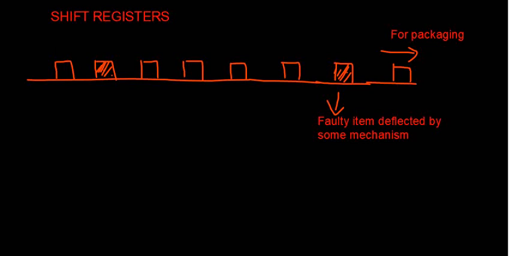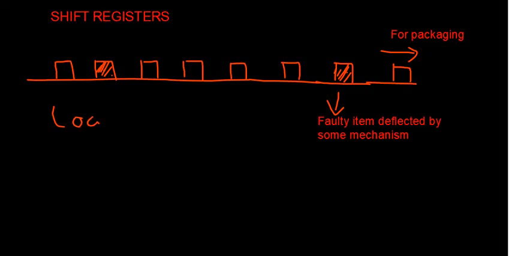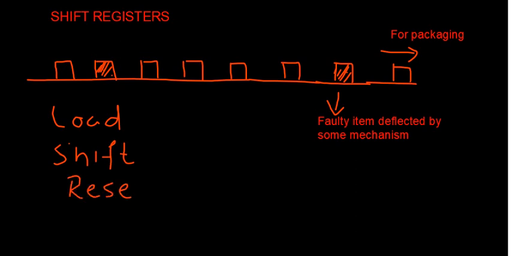Conventional shift register, basically what exactly are the commands required, that is to load, then shift, the second one, and the third one happens to be reset. So these three commands are required in our shift register operation, and we have seen one example with the help of 4-bit shifts, right? How exactly a typical shift register operates.